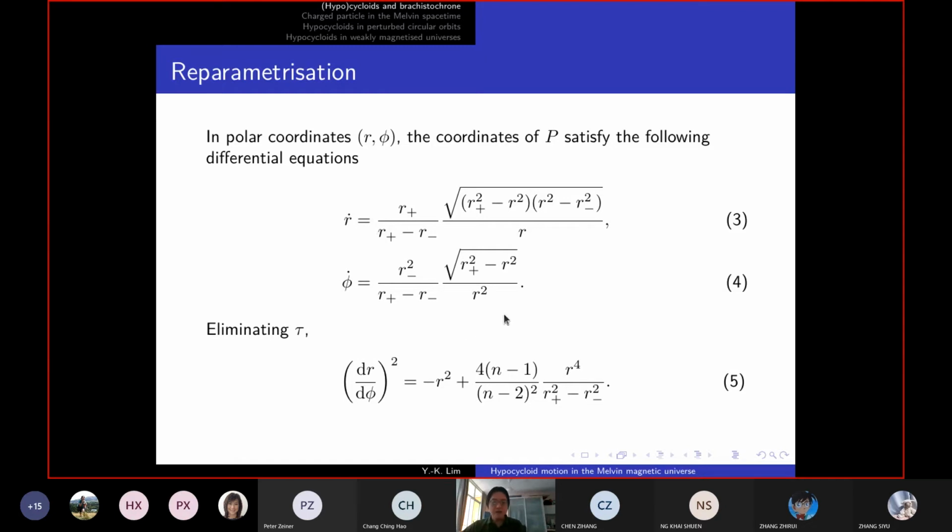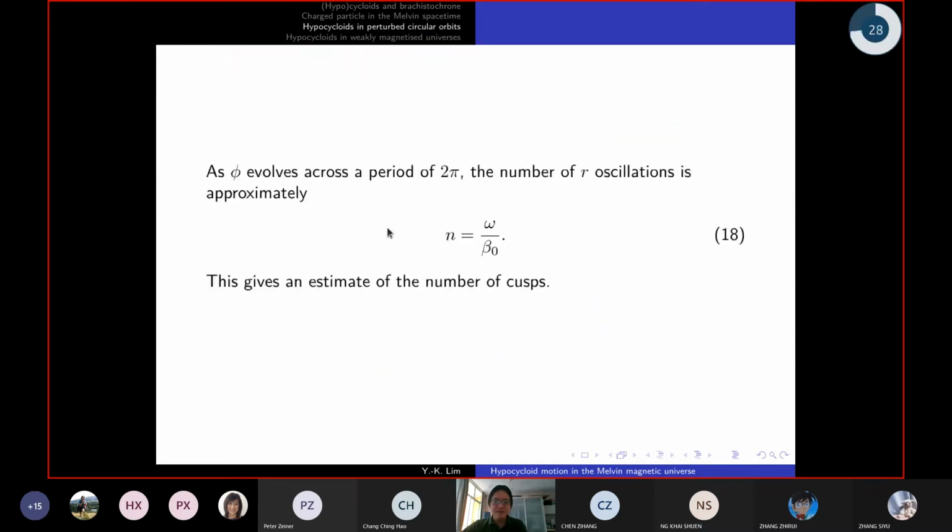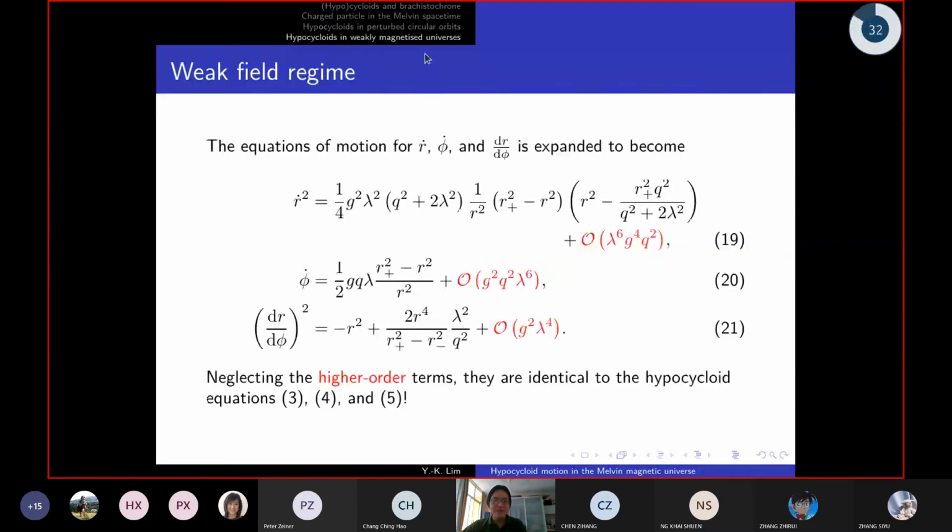So I guess we have answered the question that arose when I saw John Baez's Twitter account: are they the same or not? And yeah, they are the same in the regime where the magnetic field is weak. Okay, so this is the second situation where the hypocycloid happens.